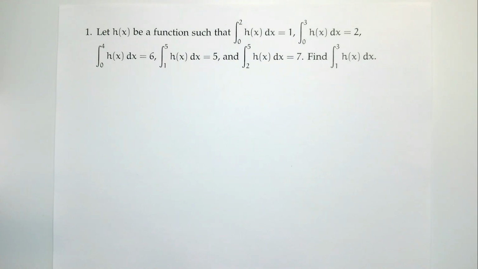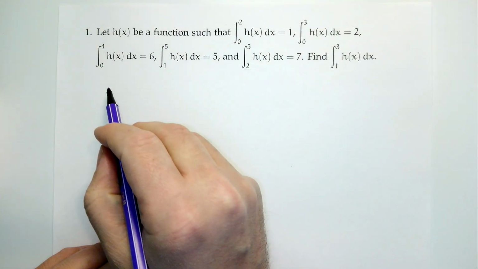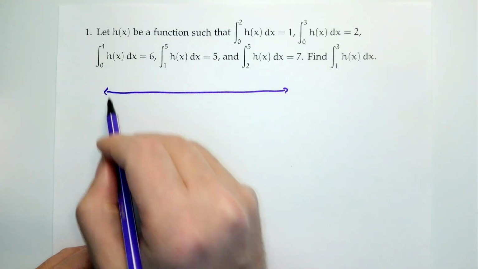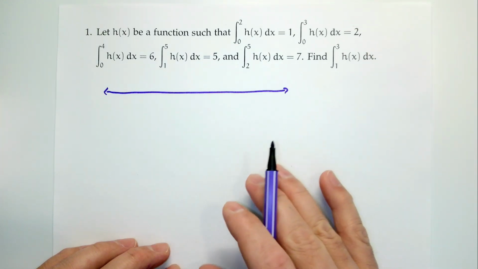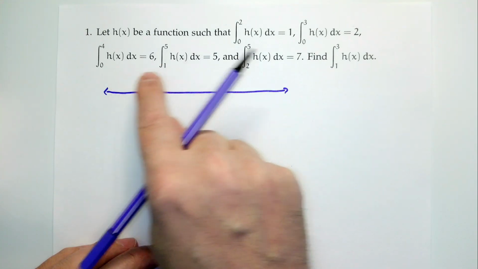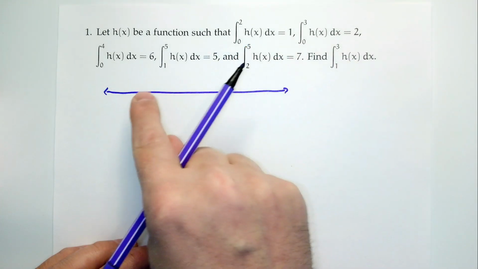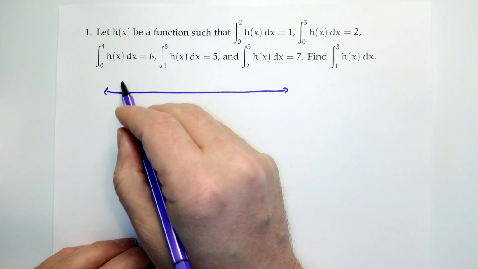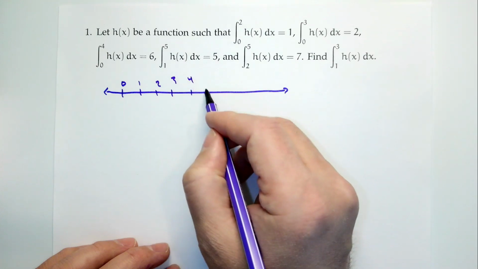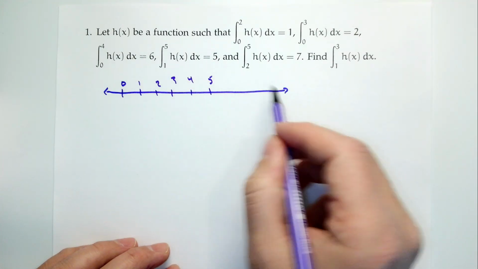But notice the problem doesn't say what is h of x. The problem is about the integral from 1 to 3 of h of x. Now, one thing that might be helpful is we can draw ourselves a number line and figure out what we know. Our numbers go from 0 up to 5, so I'm just going to mark 0, 1, 2, 3, 4, 5.